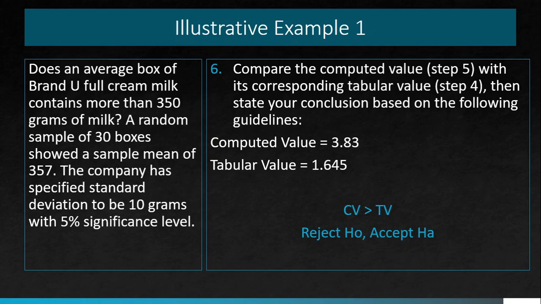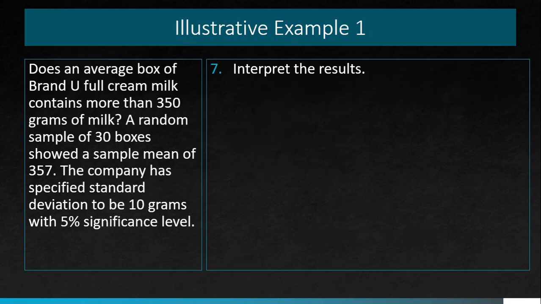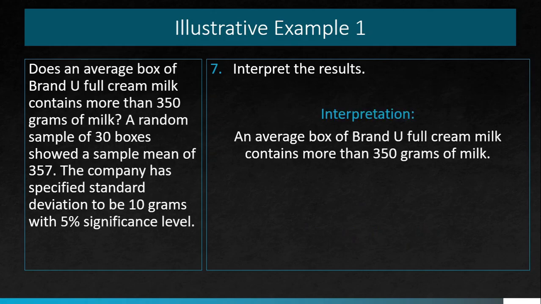So as a result, for the interpretation, you will just copy the hypothesis that you will be accepting. In here, we will be accepting your alternative hypothesis. So our interpretation is that an average box of brand new full cream milk contains more than 350 grams of milk. So that's already our interpretation.